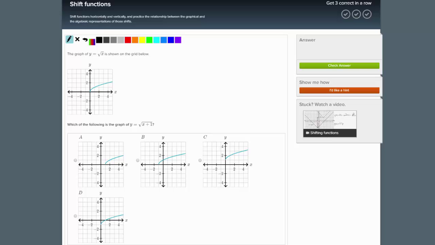So they're telling me that y equals the square root of x looks like this. Okay, so they want to know which graph is y equals the square root of x plus 1. Is it A, B, C, or D?